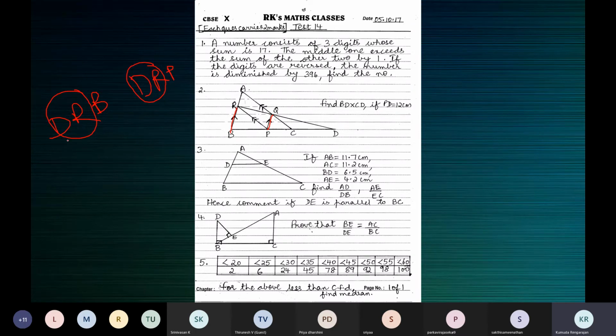Now, how will this work? In DRB, which are the parallel lines in DRB? PQ is parallel to RB. Yes, ma'am. PQ is parallel to RB.